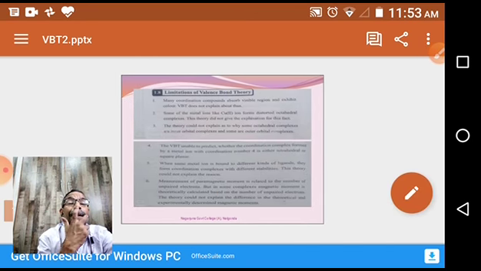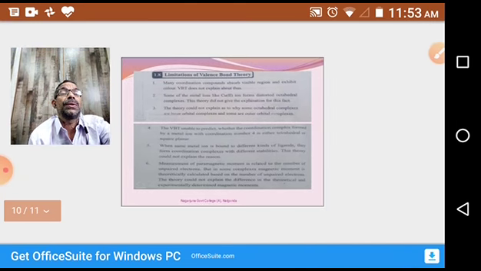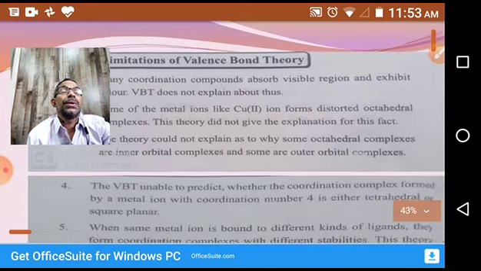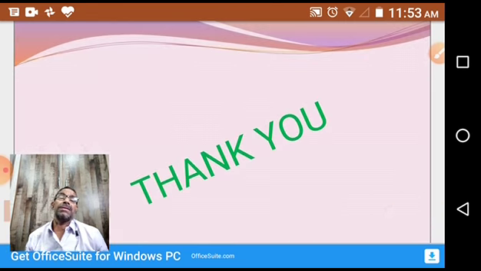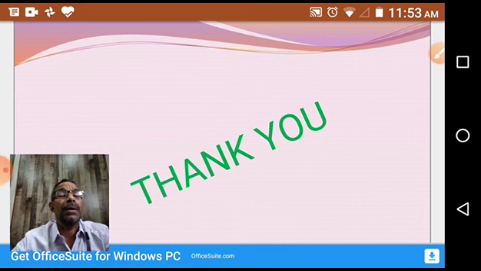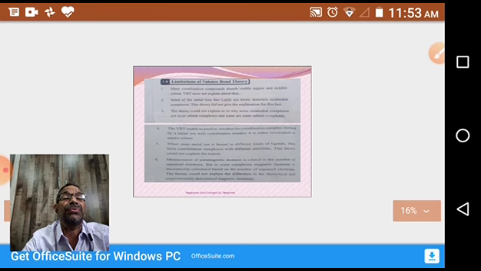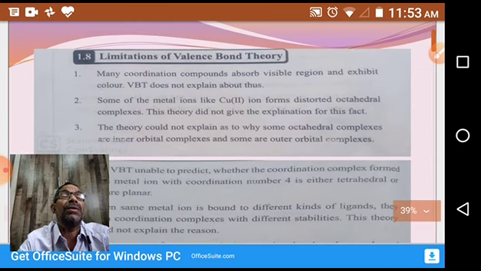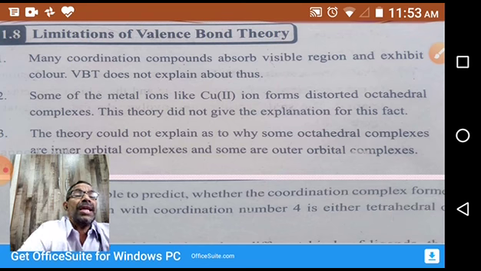Okay, finally, what are the limitations? We have some limitations. This theory tried to explain the geometry of so many complexes, but it failed to explain some of the important points of coordination compounds. Let us explain. Many coordination compounds absorb in the visible region and exhibit color. That means valency bond theory doesn't explain the color properties of different coordination compounds.